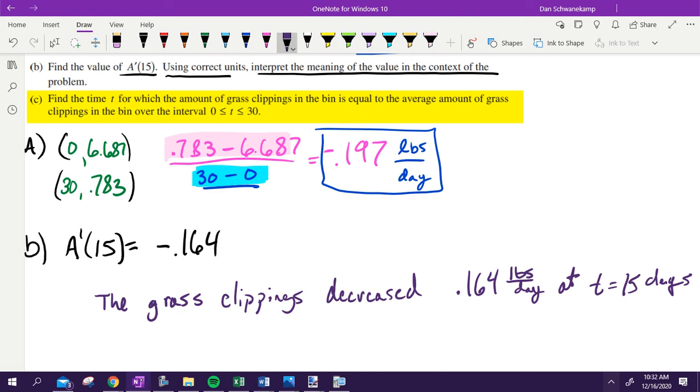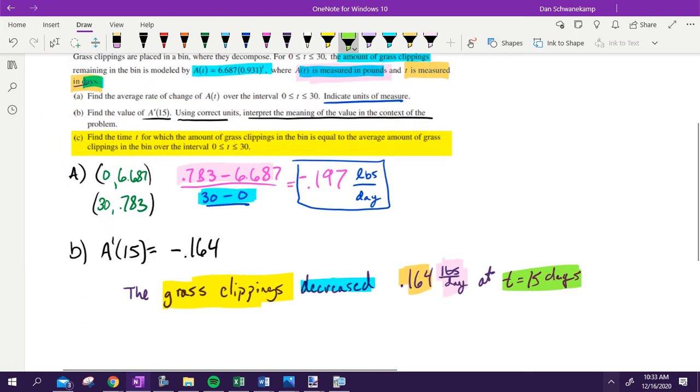What did you start with? Grass clippings. Okay, we started with grass clippings. Then we said, what happened to those grass clippings? Oh, we decreased. Then I said what the value was with some units. At t equals 15 days, we got to say at whatever time. That is how we interpret it. There's a lot there, but it's not that complicated. Make sure you can do that correctly. Questions with that guy?